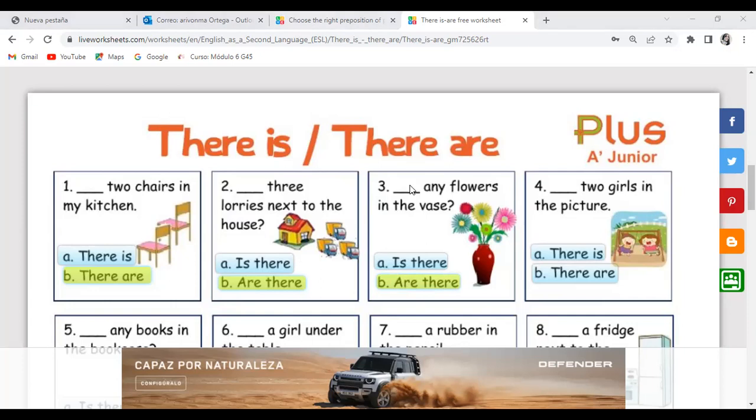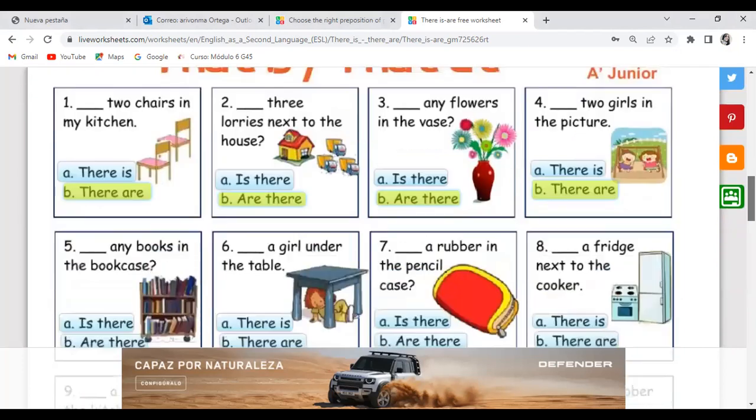Bueno, en la número 3 es are there. ¿Por qué? ¿Cómo sé que es are there y no is there? Bueno, pues porque estoy hablando de flores y flores está en plural, por eso utilizo are there. Ahora, en la 4 es una oración afirmativa. Y aquí estoy hablando de 2 niñas, entonces digo, there are 2 girls in the picture.